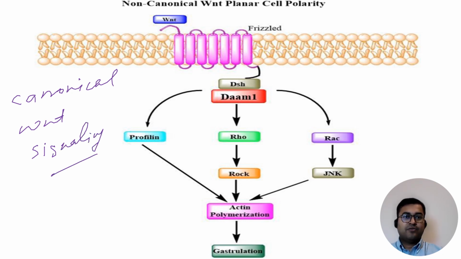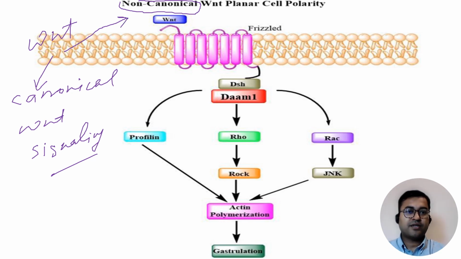But here we are going to talk about non-canonical Wnt signaling. So it means Wnt signaling can be of two types. One is canonical, another one is non-canonical. Whatever we discussed previously was canonical Wnt signaling. What is the difference? The major difference is that canonical Wnt signaling involves beta-catenin.